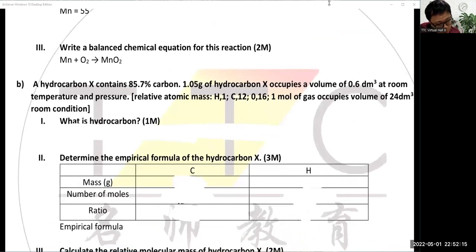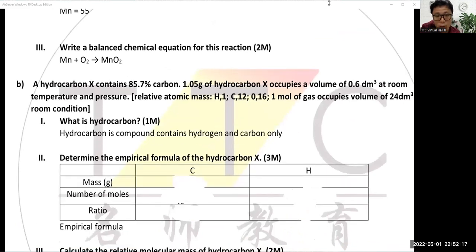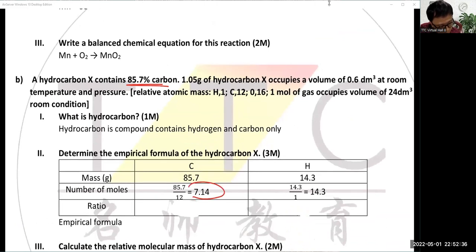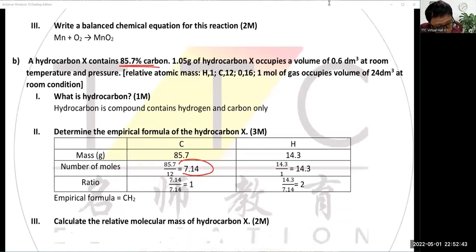Hydrocarbon, okay, hydrocarbon means it contains only carbon and hydrogen. So it has this amount of carbon, which means the remaining one will be 100 minus 85.7%, which equals 14.3% hydrogen. So same thing here, you find the number of moles first, 85.7 divided by 12, 14.3 divided by 1. Then divide by the smallest number, 7.14. You get 1 and then 2, so the empirical formula is CH2. Then same as the previous question, it gives you grams and gives you volume.